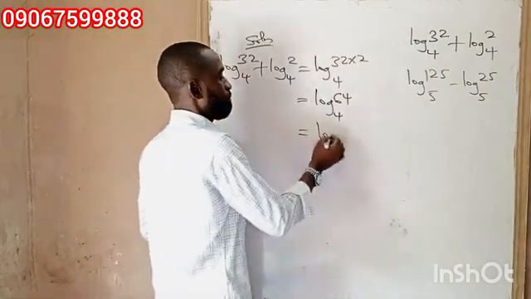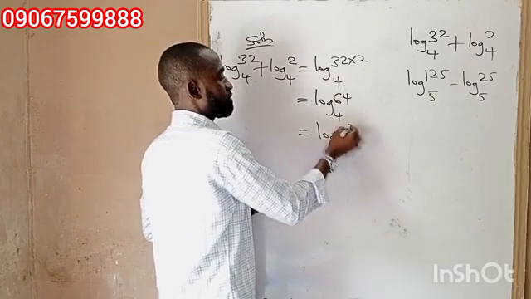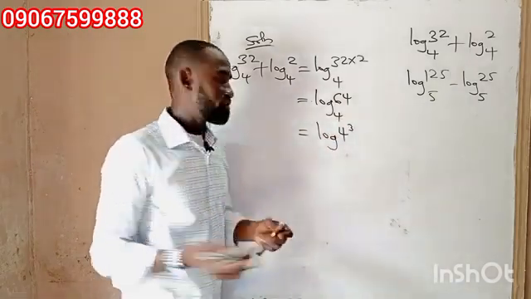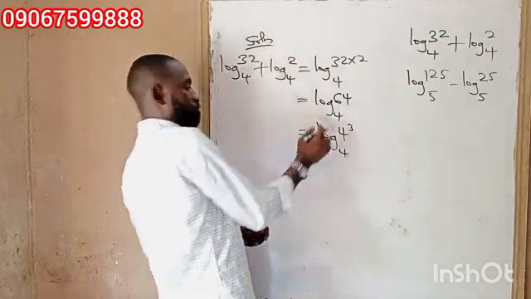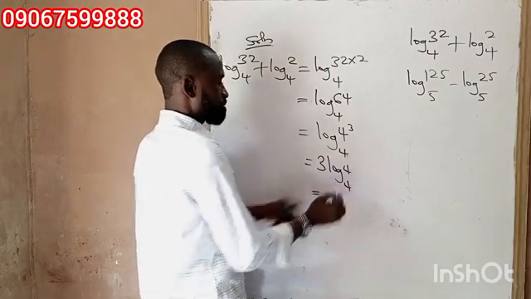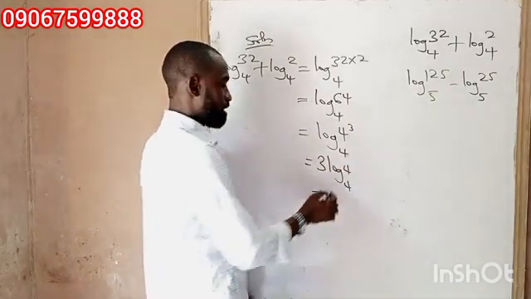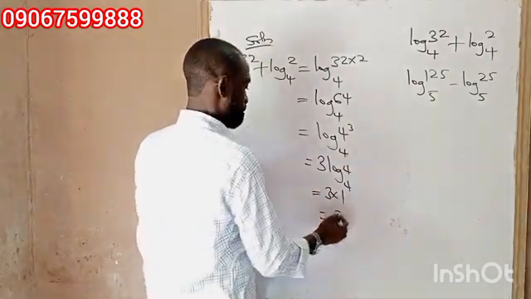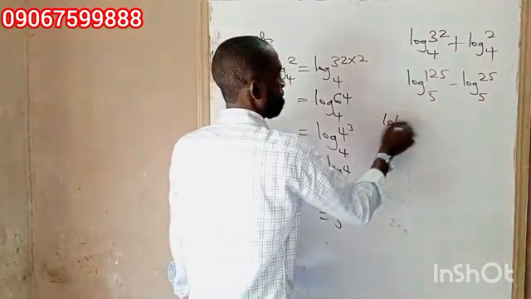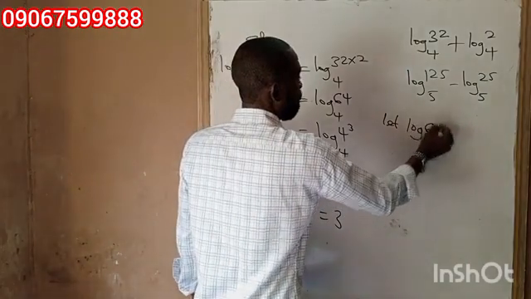This will now be log of 64, which is 4 to the power 3. That is 4 times 4, 16, and 16 times 4 is 64. So base 4. What happens? This power will come to the back. I have 3 log 4 base 4. What is log 4 base 4? That is 1. So I have 3 times 1, which equals 3.